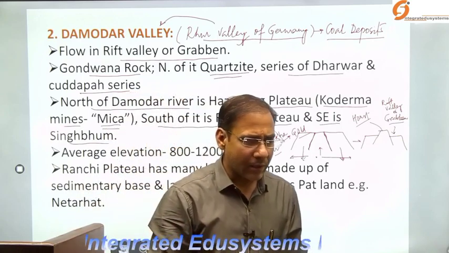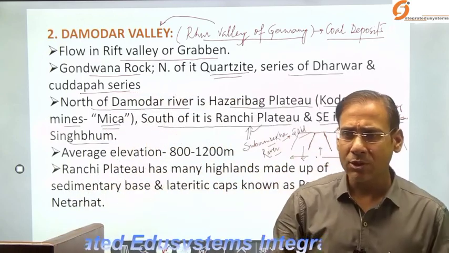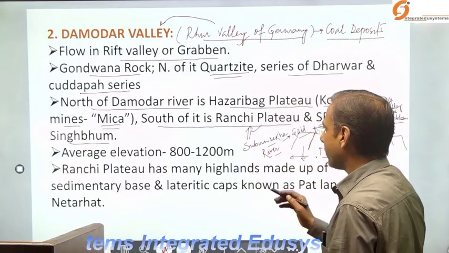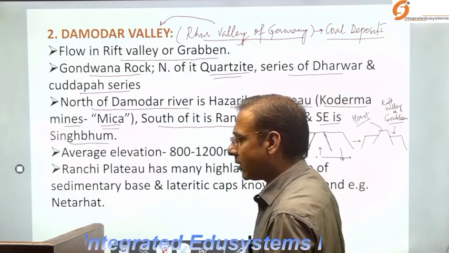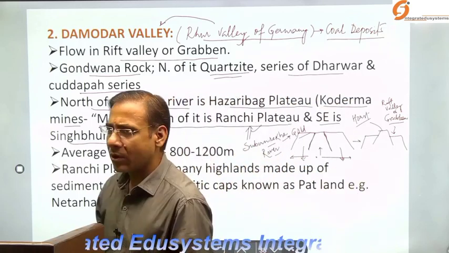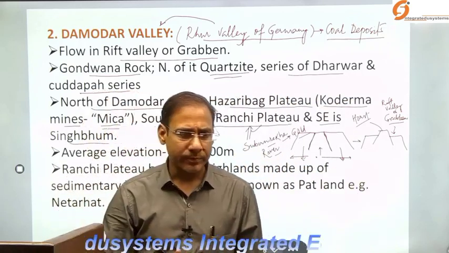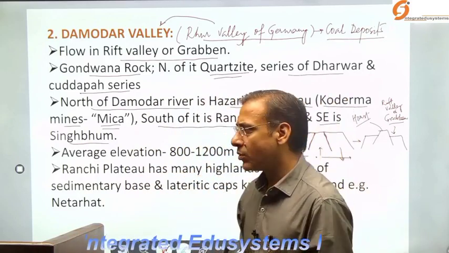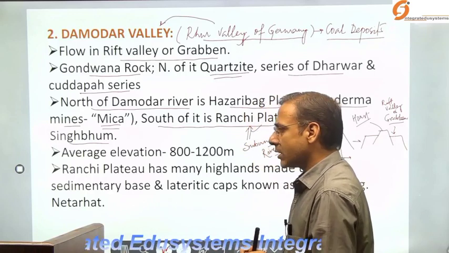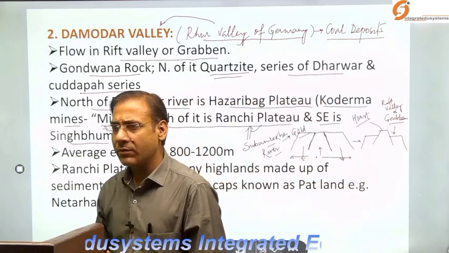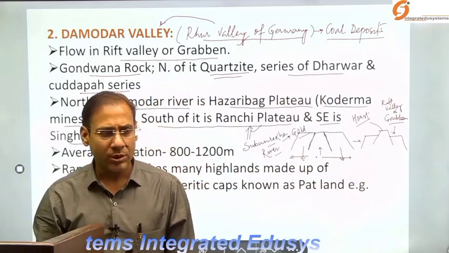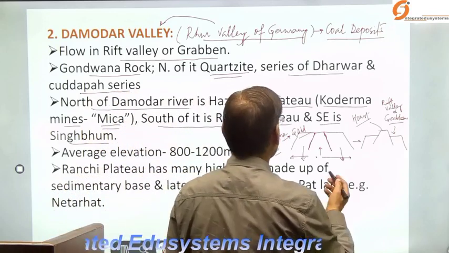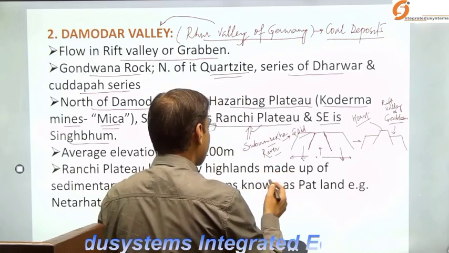The Suvarnarekha and its tributary form the picturesque waterfall. There are so many waterfalls you find nearby Ranchi. The very famous waterfall is the Hundru. Okay, Hundru is a very famous waterfall. Okay, Dasham is again a very famous waterfall. So Dasham, Jonha, Hundru. So what are the waterfalls you find along this region?